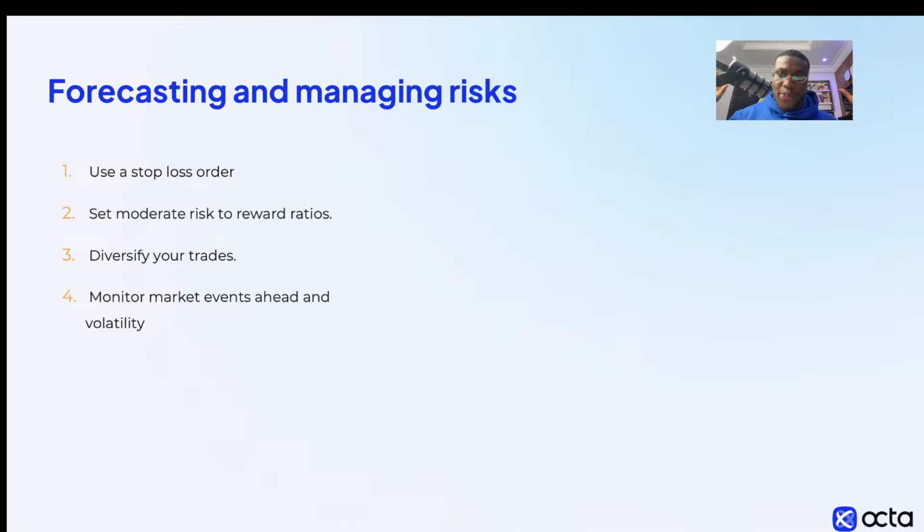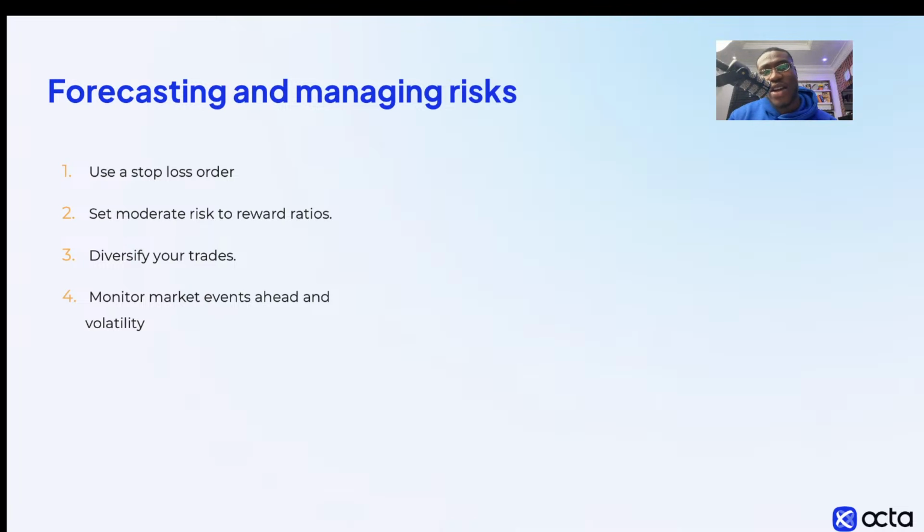Diversify your trades as well. Don't just put all your eggs in one basket. Look at understanding exotic currencies and minor currencies as well. See how you can diversify the profits and diversify your understanding of different markets. It can be commodities, it can be stocks. Octa also gives you the opportunity to trade stocks as well. And monitor market events ahead and monitor volatility as well.